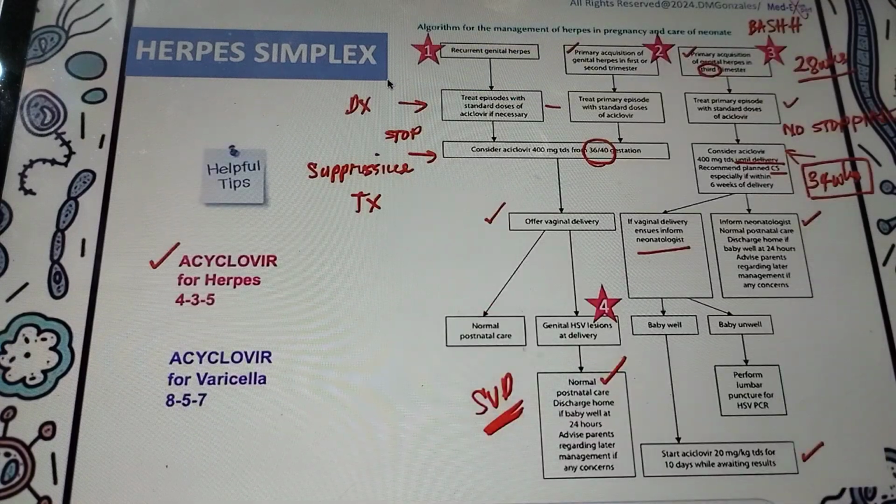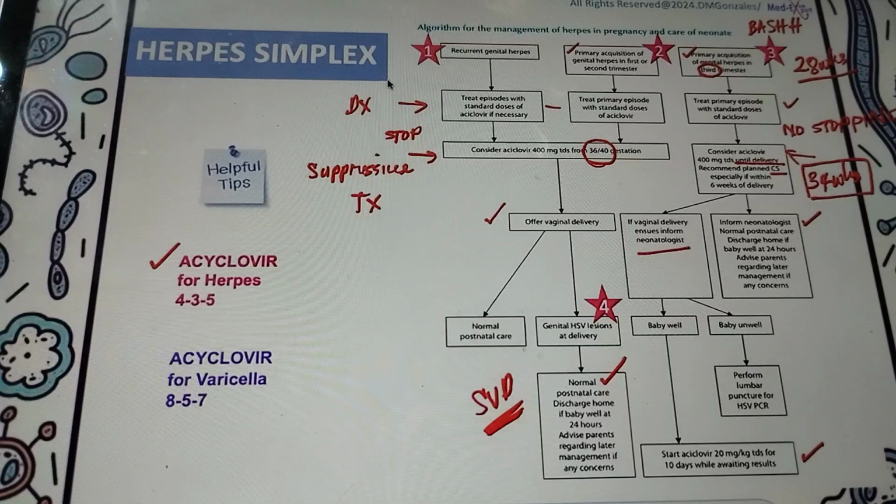Ma'am, in the fourth scenario where you told that if the lesion is seen at the time of delivery, is it that we were following the patient from initially, like in the first trimester, and then we gave her acyclovir and then we started the acyclovir again at 36 weeks, but then the patient is showing the lesions at the time of delivery? Is it that scenario or is it like we are seeing a completely new patient at the time of delivery and we see that she has genital lesions, and then what do we do next? No, this is under recurrent and primary, you see.